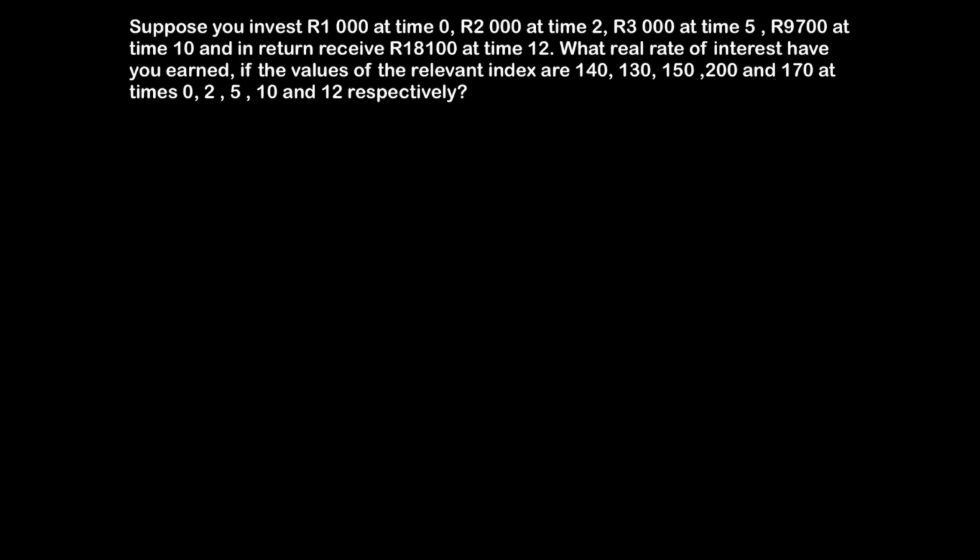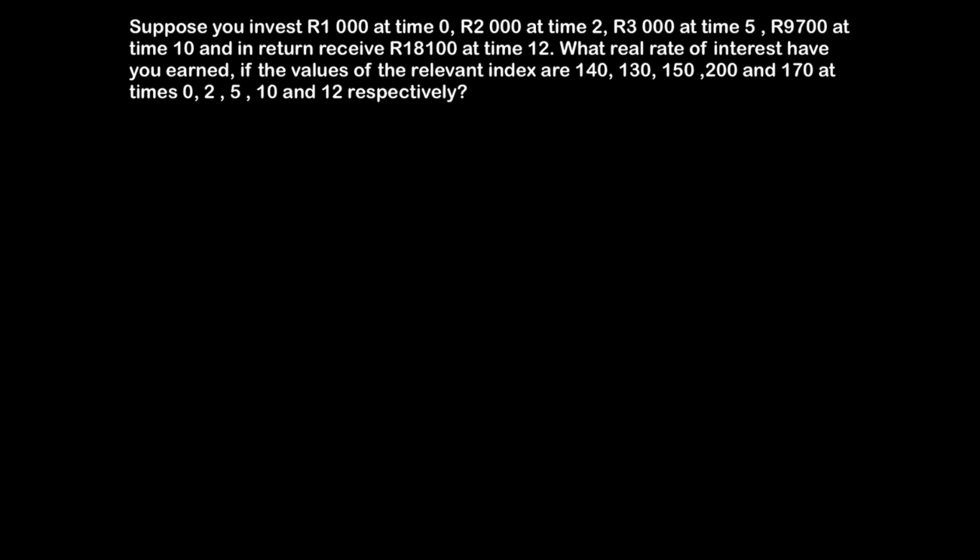Okay, so here's our first question. Suppose that you invest 1,000 Rand at time 0, 2,000 Rand at time 2, 3,000 Rand at time 5, 9,700 Rand at time 10, and in return you receive 18,100 Rand at time 12. What real rate of interest have you earned if the values of the relevant index are 140, 130, 150, 200, and 170 at your respective time points?